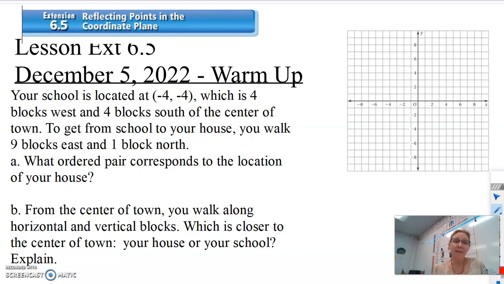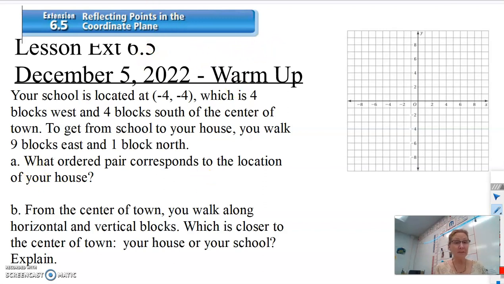Hello, today's lesson extension 6.5. It's about reflecting points in the coordinate plane. I'm going to skip the warm-up just to make this video lesson a little bit shorter, but you can check the answer key for the notes to see the answers to A and B.